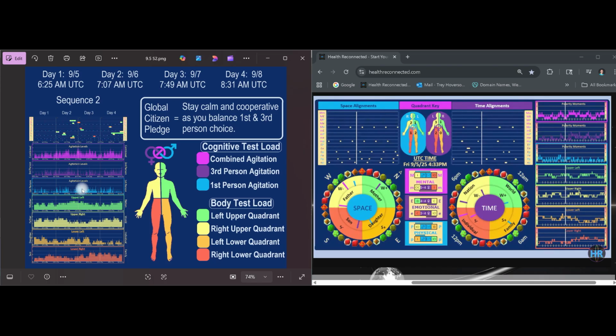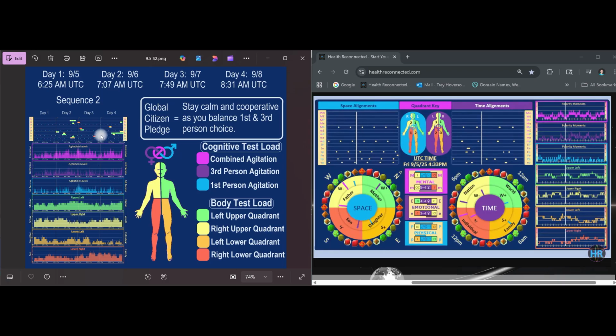Same thing down here. The blue has to do with first-person agitation. This is when we're going to be likely to have problems with the people that we see on a day-to-day basis, the people we work with, the people we live with. So watching these graphs is going to be very important in addition to seeing your own individual rhythms.